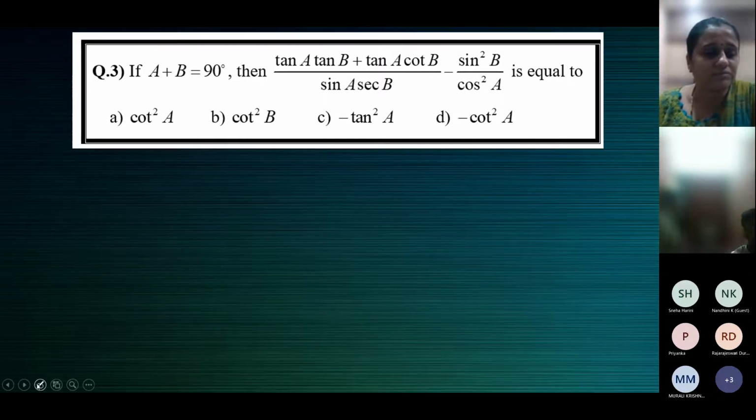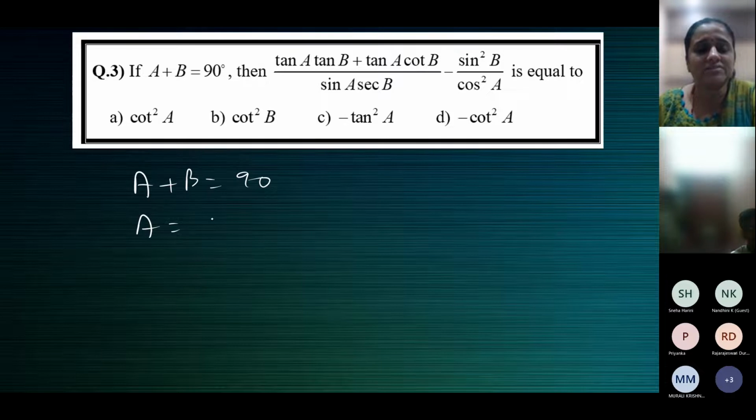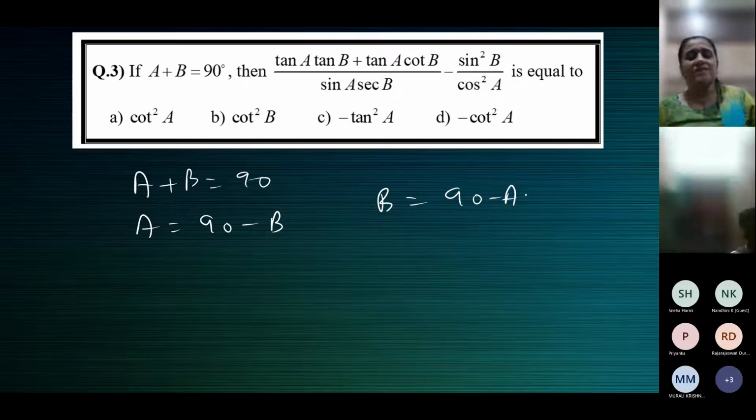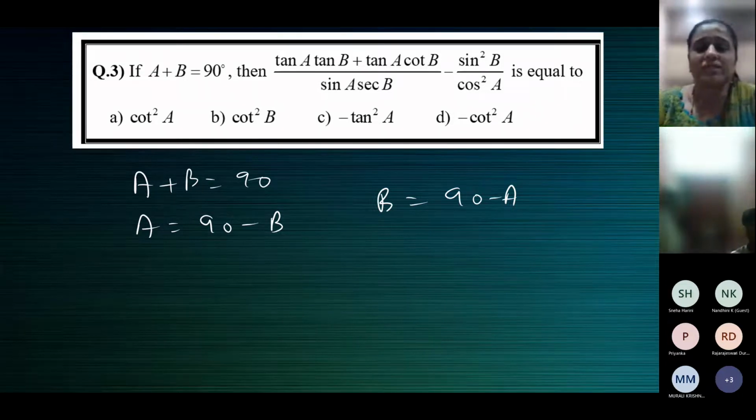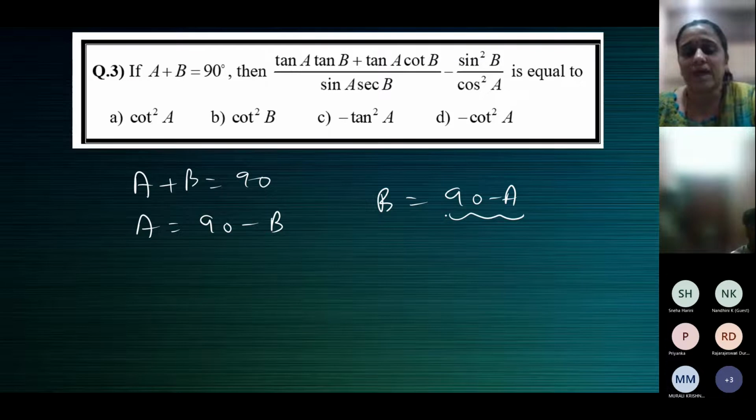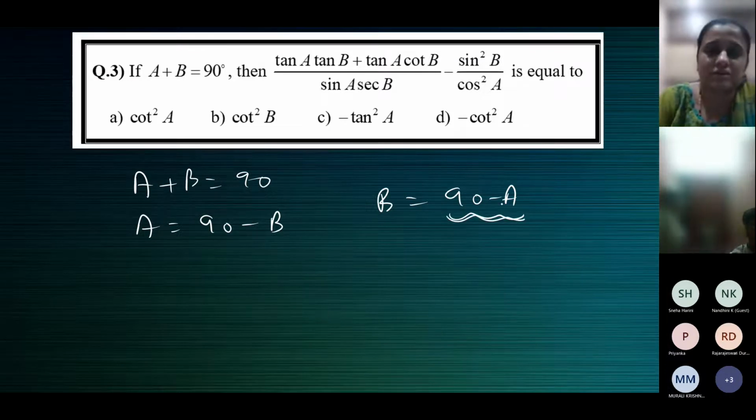Because A plus B is equal to 90 degrees, we know that A can be written as 90 minus B, or B can be written as 90 minus A. Choose anything. Now I have written B as 90 minus A. So that means wherever there is B, use 90 minus A.